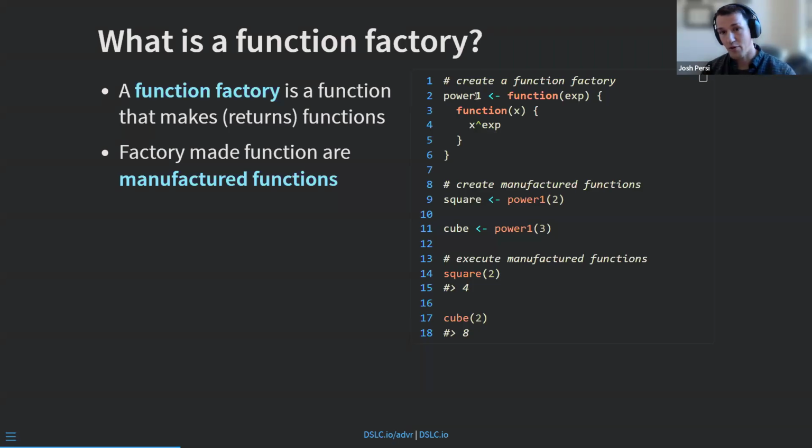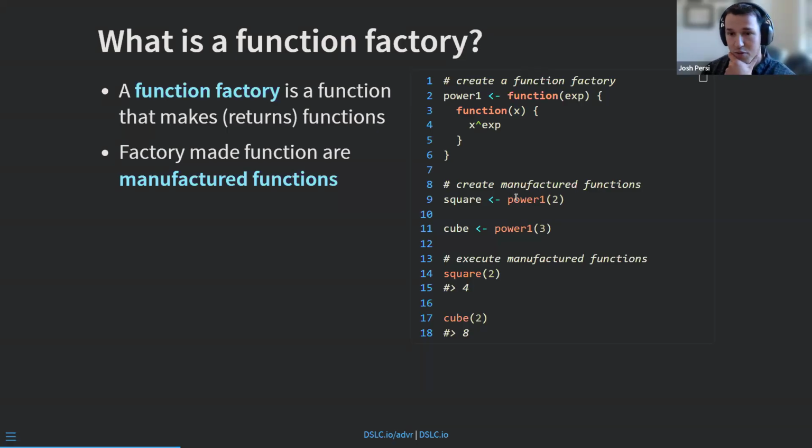So this function factory, power1, so-called because there is already a power function, so the one doesn't really mean anything here. We're taking one parameter, the exponent parameter, and we're returning from power1 another function that is nameless in this case, that has one parameter x, and the function will return x to the power of whatever the exponent is. So this function factory can be used to create other functions called manufactured functions. Manufactured functions are functions produced by a function factory.